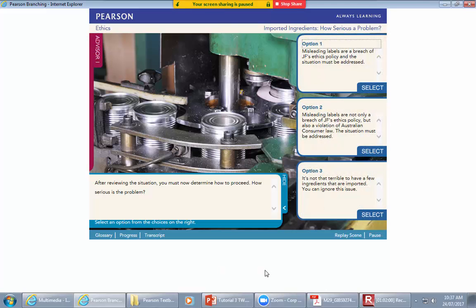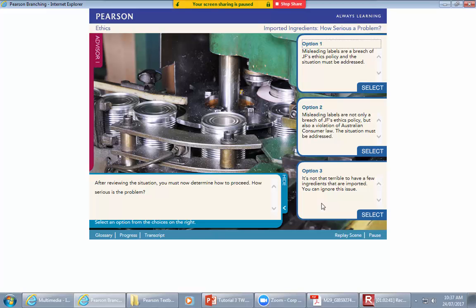After reviewing the situation, you must now determine how to proceed. How serious is the problem? Select an option from the choices on the right. So either these labels are a breach of your ethical policy, and you must address the situation, or these misleading labels are not only a breach of ethical policy, but also a violation of the law, in particular the ACL. So you need to address it not because it's ethical, but because it's illegal. Or it's not that terrible to have a few ingredients that are imported, and you can ignore this issue.